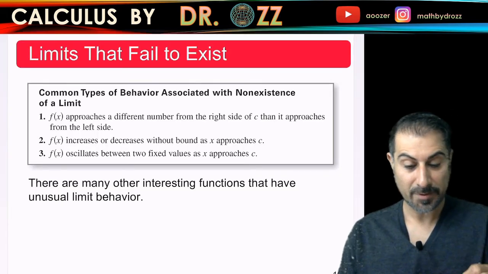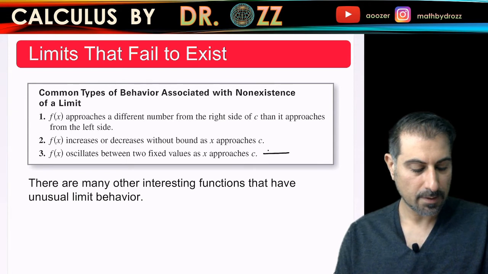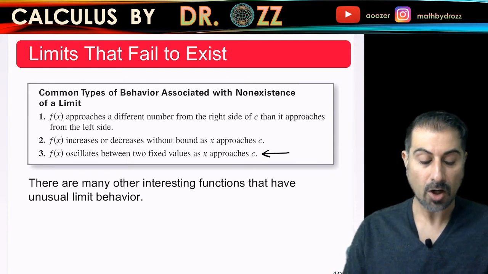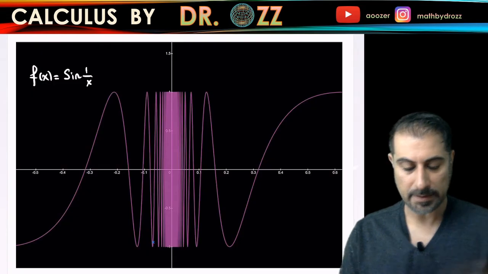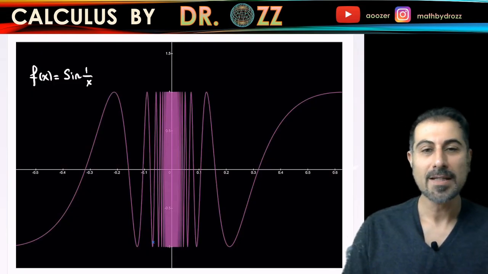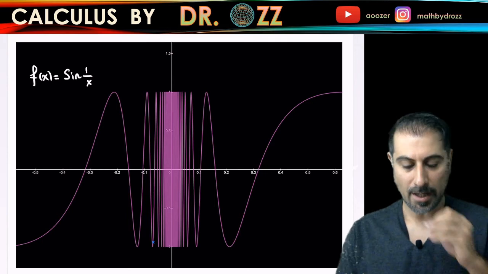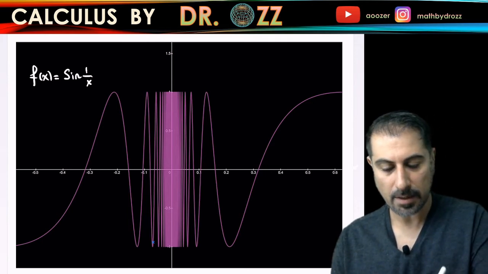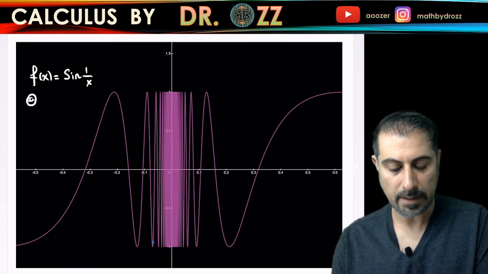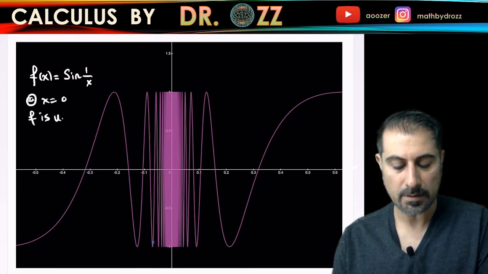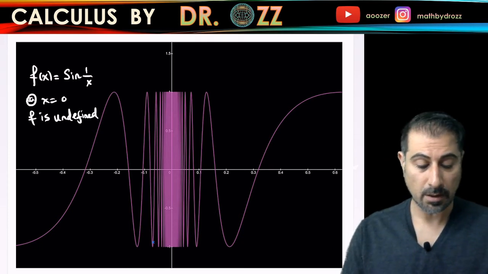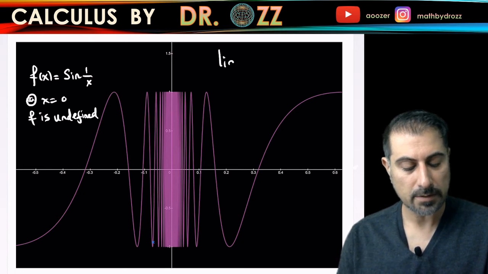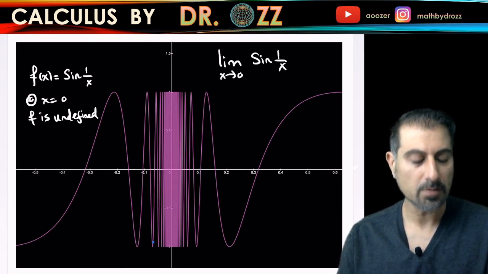All right, for case number 3, I have a very cool example. It's an example of a function oscillating between two fixed values as x approaches the limit point. So here we go. The example for that is f of x equals sine 1 over x. A very immediate observation is that at x equals 0, this function is not defined. At x equals 0, f is undefined, but we can still look at the limit of the function as x approaches 0.